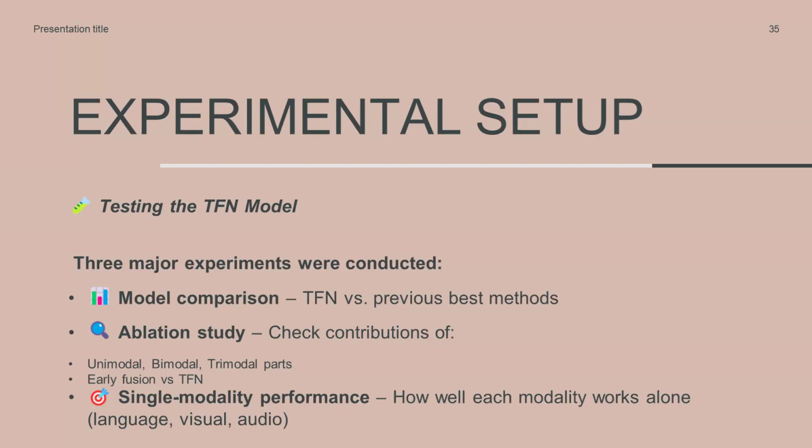What it is saying is that in this study we ablate different parts of the model to check the individual inputs. For example, what happens if we remove trimodal terms and use only bimodal or unimodal parts? How does early fusion compare to tensor fusion? These insights will help us understand which design decisions truly contribute to performance. Single modality performance: how well each modality works alone.